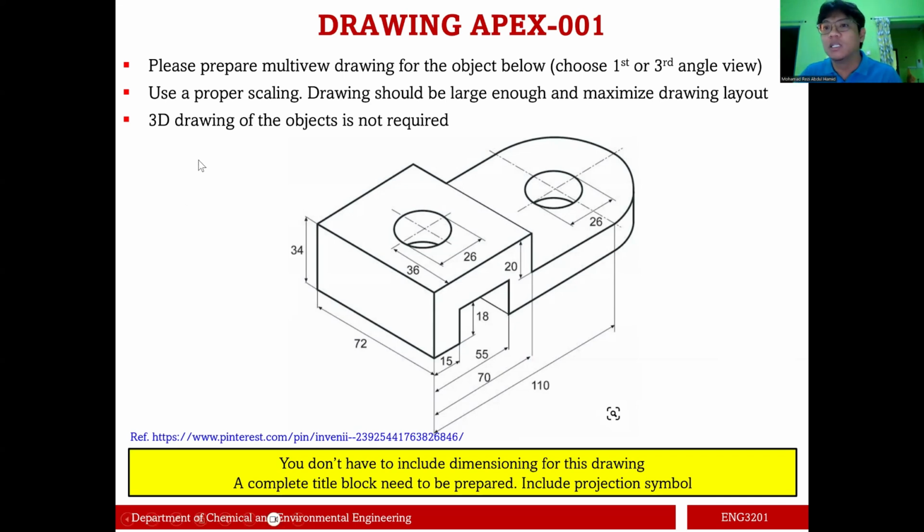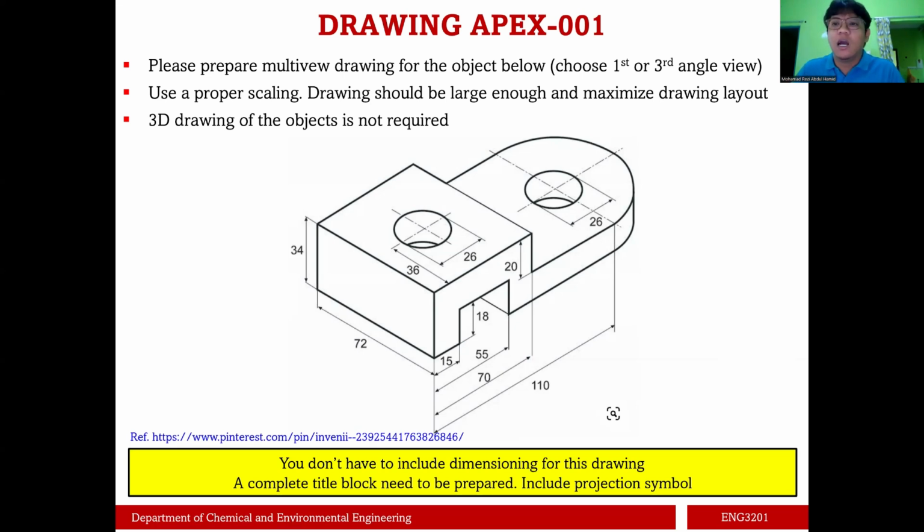At this point, as I said, we are still in 2D mode, so a 3D drawing of the object is not required. Also, dimensioning is not required at this point. We're going to go over them maybe in a couple of weeks. And then a complete title block that represents the object should be prepared. Include the projection symbol depending on what kind of projection you choose.